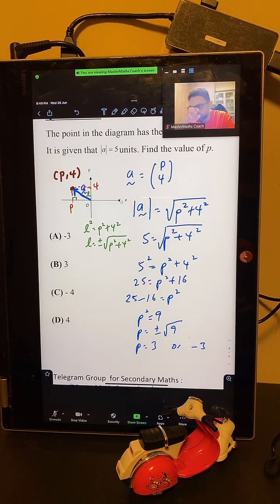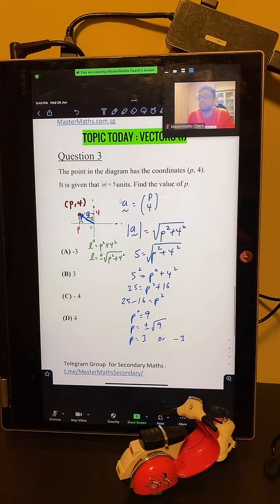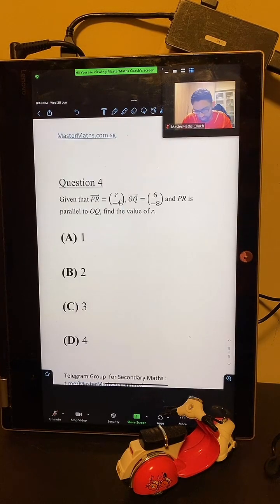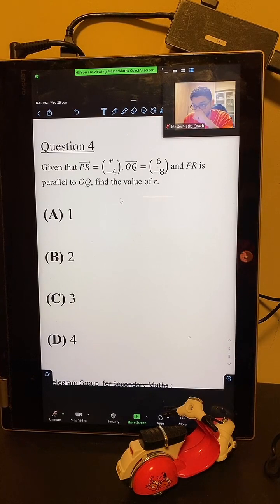Alicia, good day to you. Wow, a bit late today. Okay, we are already at question three. My friends, we move on today to question number four, our final question for today. Let's go. This is where we'll talk about parallel vectors. Length is also magnitude. You're right, Sean.